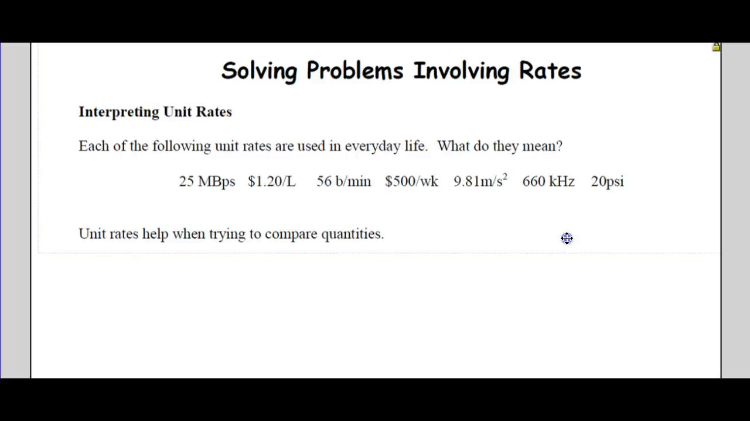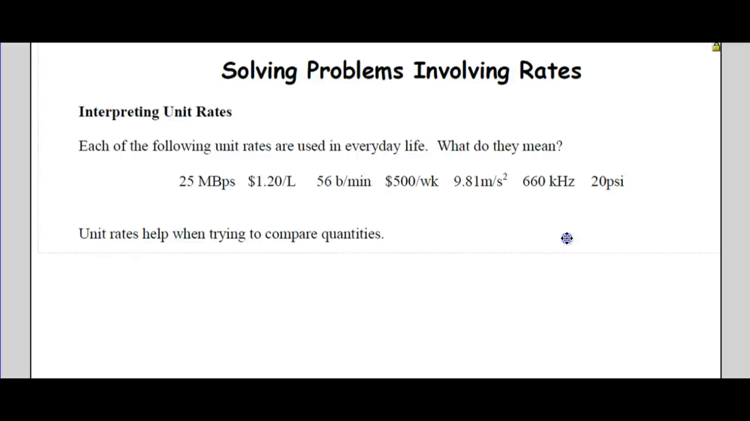56 B per M. What is that? I have no idea. So come up with something. What's a B? $500 per week. What's that? Allowance. Yeah. I wouldn't mind an allowance like that. That was Yi Yang last year.